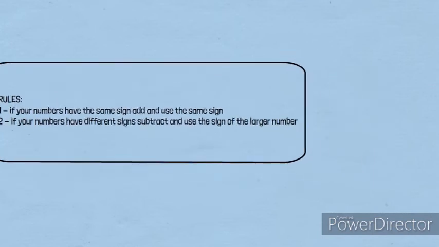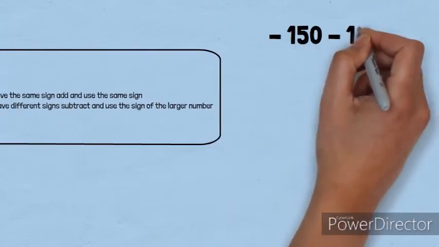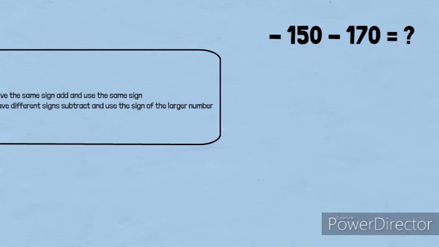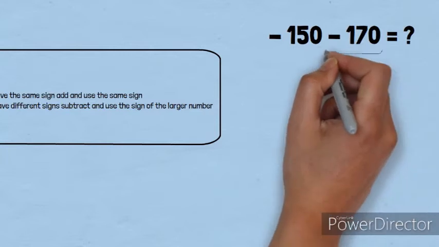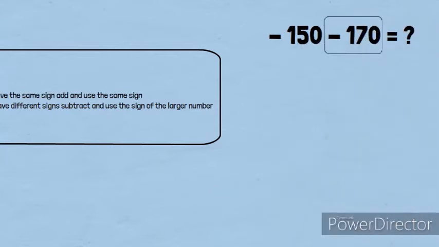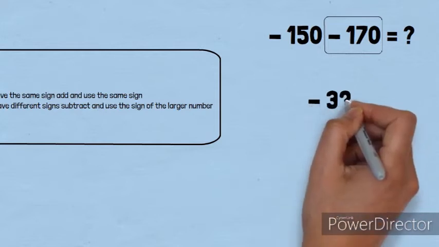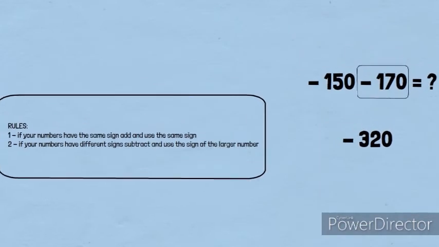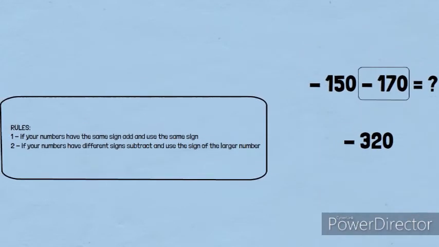Example 3. -150 minus 170. In front of the 170, there's a minus symbol. So therefore, it's negative. Since both of these are negative, they have the same symbols. So in our rules, rule number 1 says, if your numbers have the same sign, add and use the same sign. So 150 plus 170 is 320. Since both of them have a negative sign, we have to put the negative sign in front of 320. Our answer is -320.